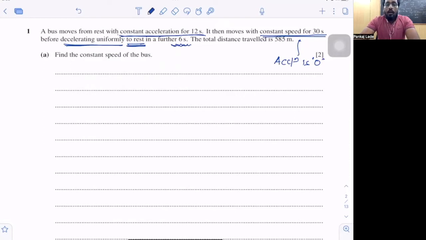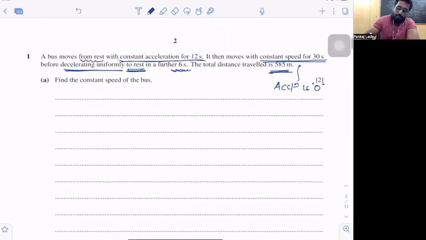One more thing is given in the question. The total distance traveled is 585 meters. You want to find the constant speed of the bus. The question is for 2 marks. Let's see how to proceed for the solution. The question says that the bus is moving from rest. When I say from rest, that means its initial velocity, the velocity with which the bus is going to start, is 0 meters per second. So I can write here: from rest, initial velocity is 0 meters per second, and there is a constant acceleration for 12 seconds.